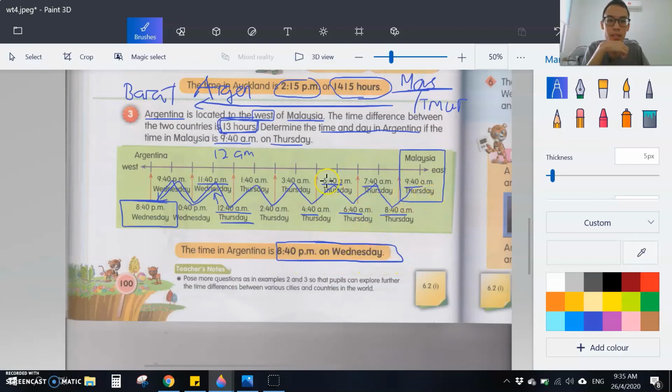Okay, nampak? Dia lebih lambat. Dia lebih lambat daripada Malaysia. Malaysia sudah hari Khamis, nampak? Malaysia sudah sampai hari Khamis 9:40 pagi. Argentina Rabu lagi, malam Rabu lagi. Dia lebih lambat. Itu dia. So ini Malaysia lebih awal lah daripada banyak negara yang lain.